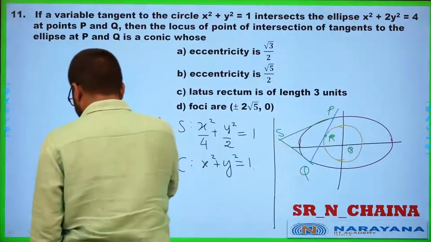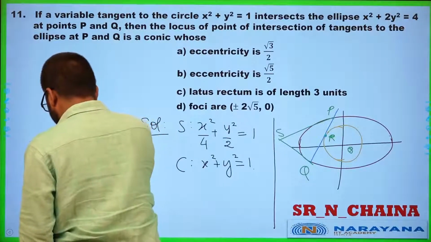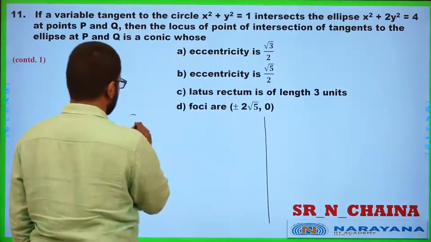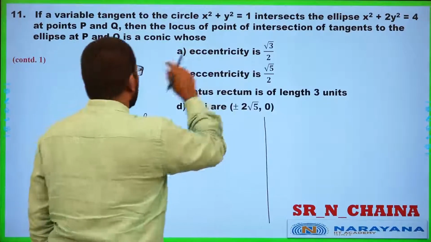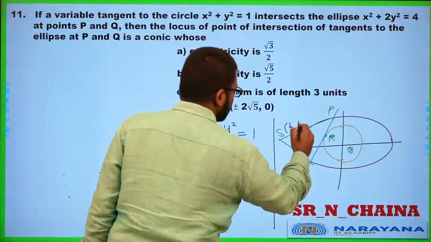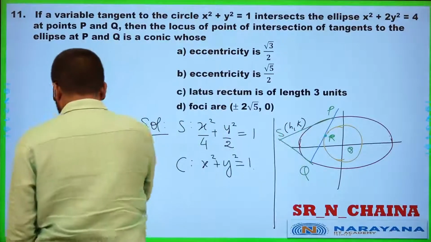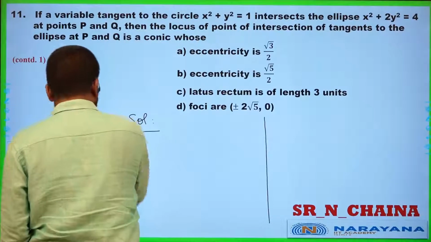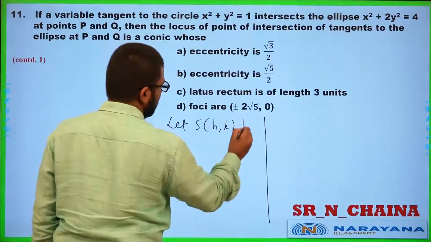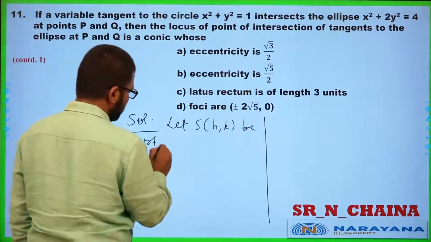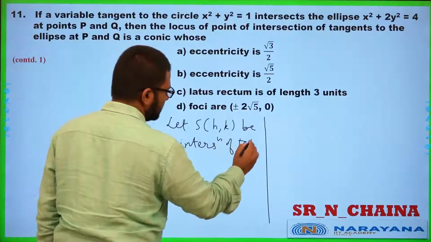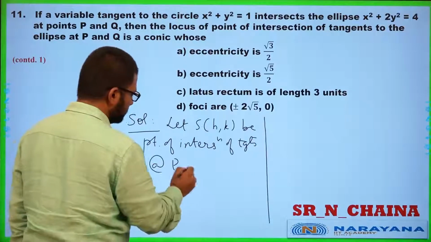Alright, okay, so we need to find the locus of S. Observe this, it is important for us to know that we need to find the locus of S. So let us write S as (h, k). Let S (h, k) be the point of intersection of tangents at P and Q.